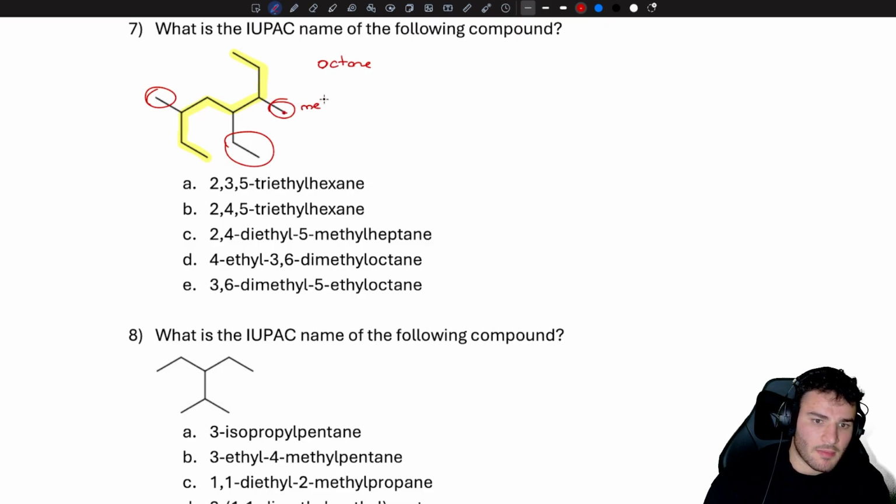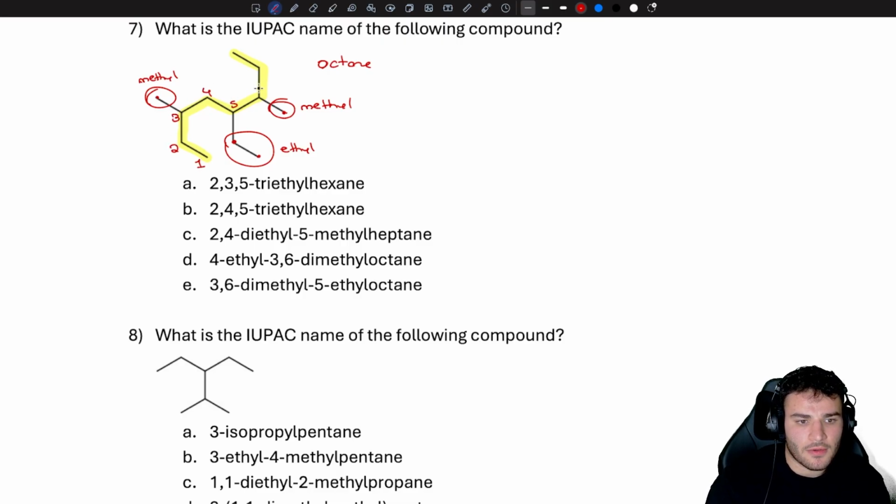And so we'll call this a methyl. This one has 2 carbons, and so we call this an ethyl. And this one has 1 carbon, and so we'll call it a methyl. And so let's figure out our numbering. If we number from this way, we'll have 1, 2, 3, 4, 5, 6, 7, 8. And so our substituents would be numbered 3, 5, and 6.